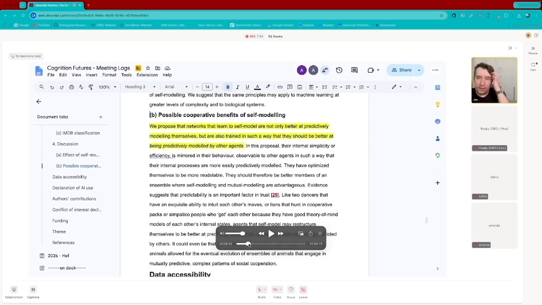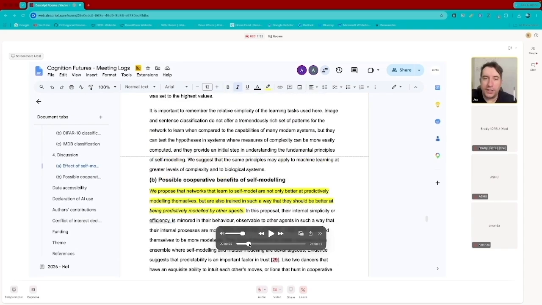So they go through the paper, and this is a key piece here. We propose that networks that learn to self-model are not only better at predictively modeling themselves, but are also trained in such a way that they should be better at being predictively modeled by other agents. So it's sort of a theory of mind thing here, where there's the self-regularization of the model that makes the models more amenable to other models, and then you can have this sort of society of models.